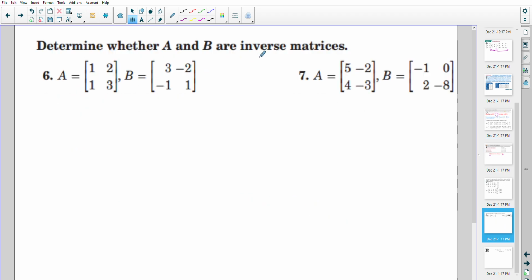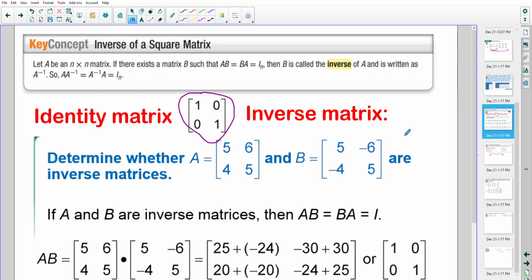If I look at inverses, now inverses are going to tell me that I actually have something called an identity matrix. If you multiply a matrix times its inverse, the product is going to be the identity matrix. So if you want to check if two matrices are inverses, you can multiply them and see if you get this, but you have to multiply them in both orders. A times A inverse and A inverse times A.